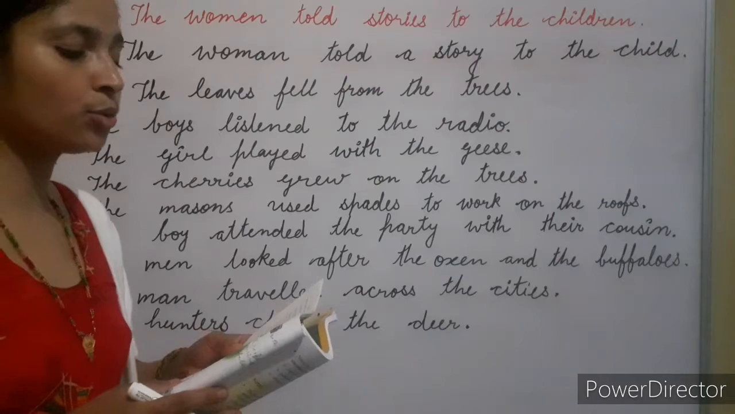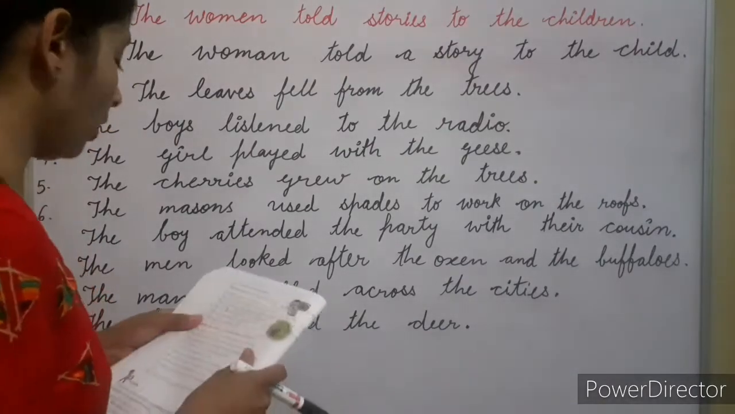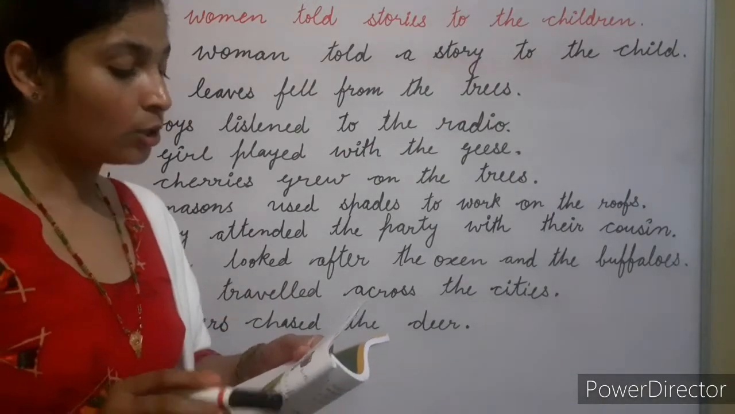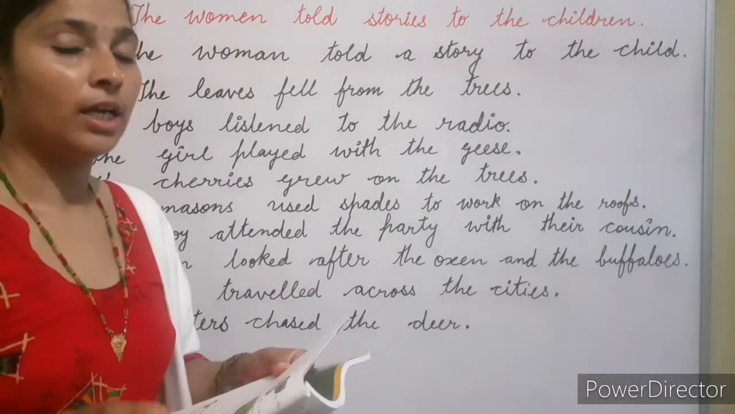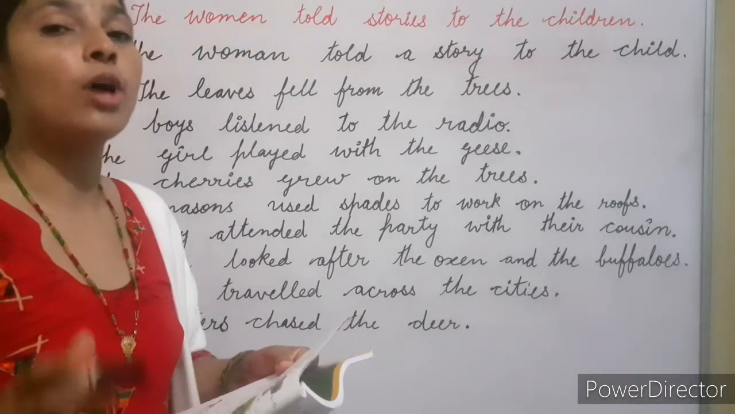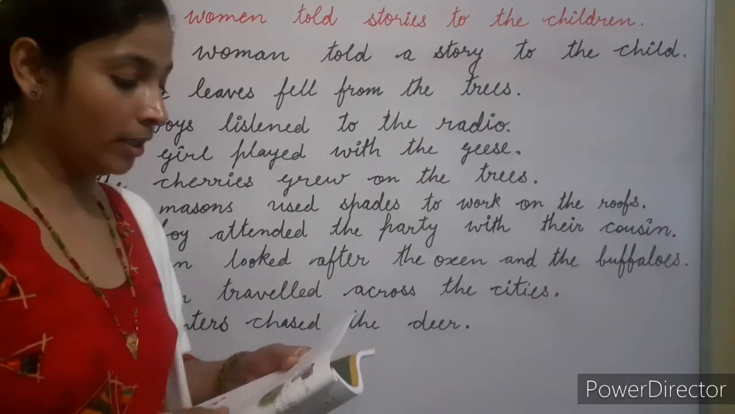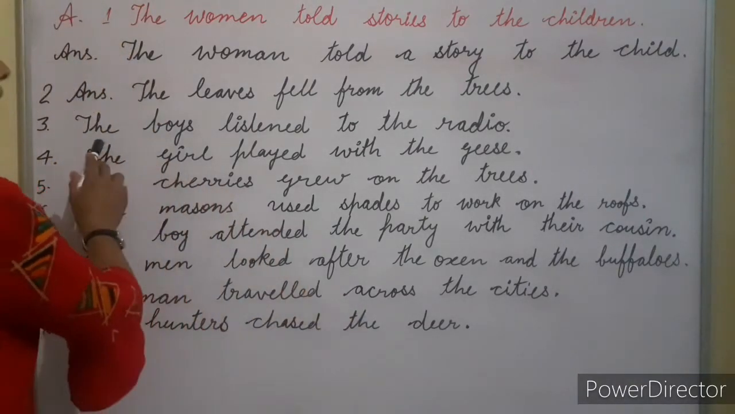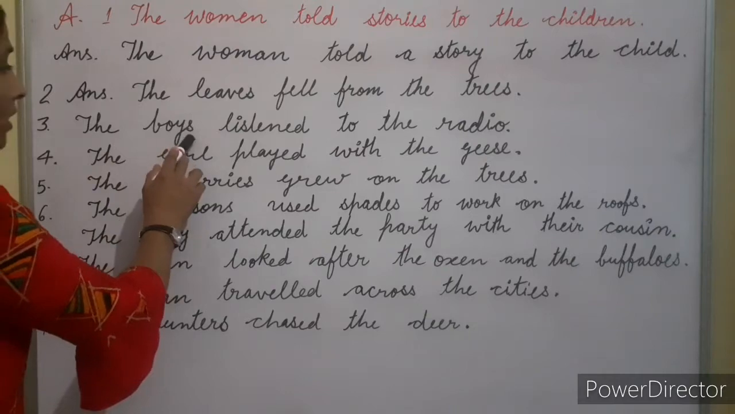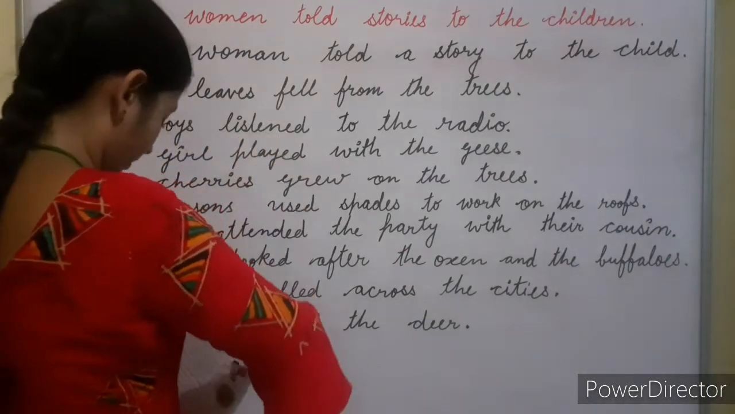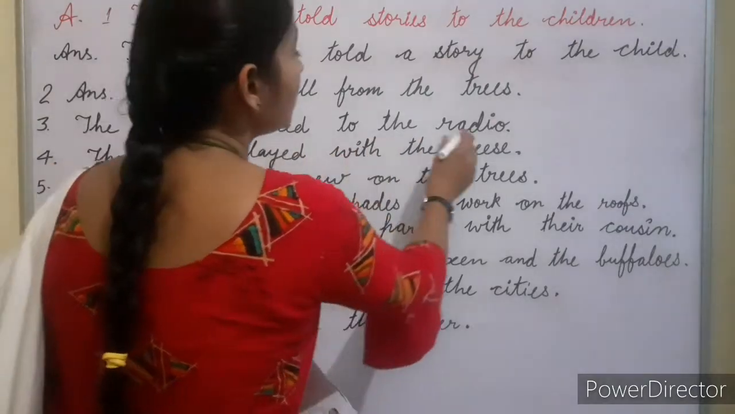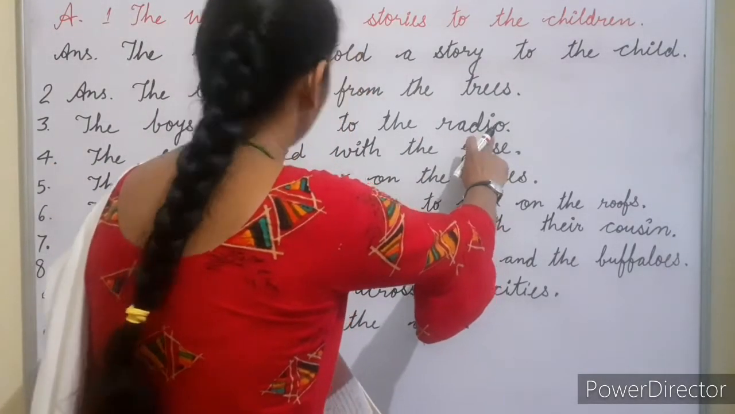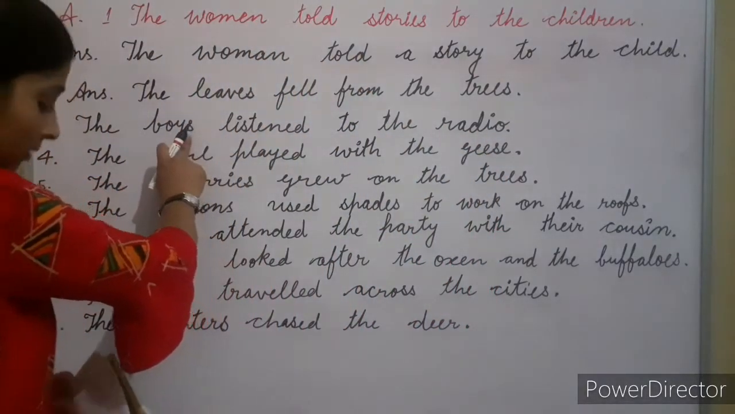Now the third sentence is: the boy listened to the radios. The boy is your singular, so you will make boys plural, and radios is your plural. Radios आपका plural word है, तो आप इसको किस में लिखोगे? Singular में लिखोगे. So what will you do in sentence number three? The boys listen to the radio. So here radios is singular and boy is plural.